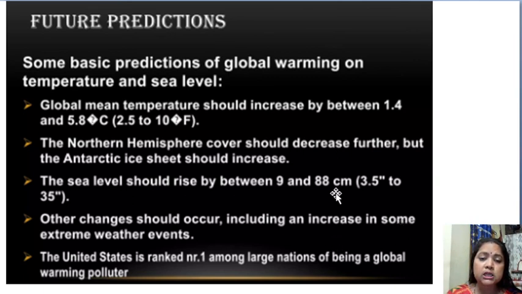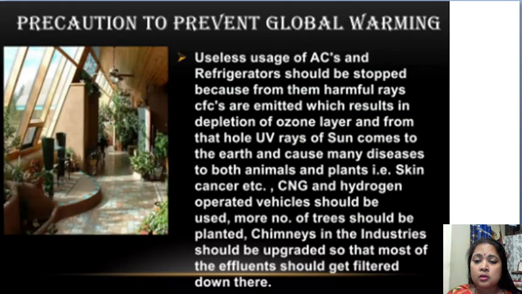So the United States is ranked number one among large nations as a global warming polluter, because the most carbon dioxide emitted globally is by the United States. Okay. So we are in the last part. This is the last slide we are discussing. Okay. So we will end this video by discussing precautions to prevent global warming. What precautions we should take or adopt.